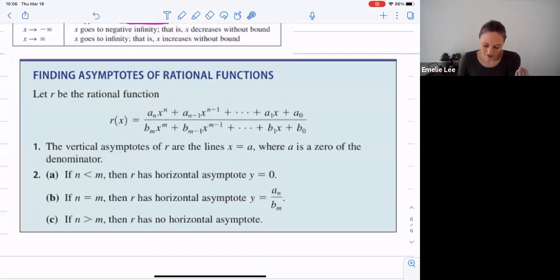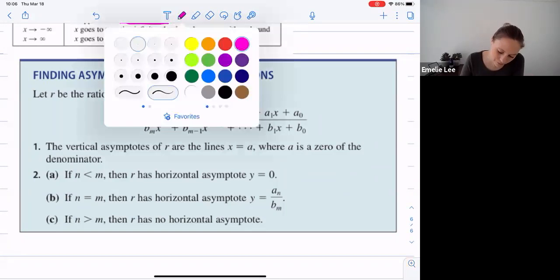I have a generic polynomial over a generic polynomial, right? On top, p of x is a polynomial of degree n, which is confusing because they use n and m, and in the denominator, q of x is a polynomial of degree m, okay? And each of them has a leading coefficient.